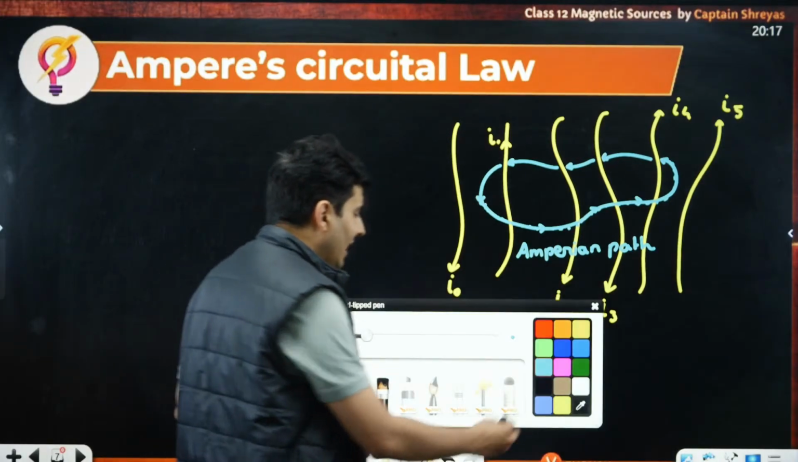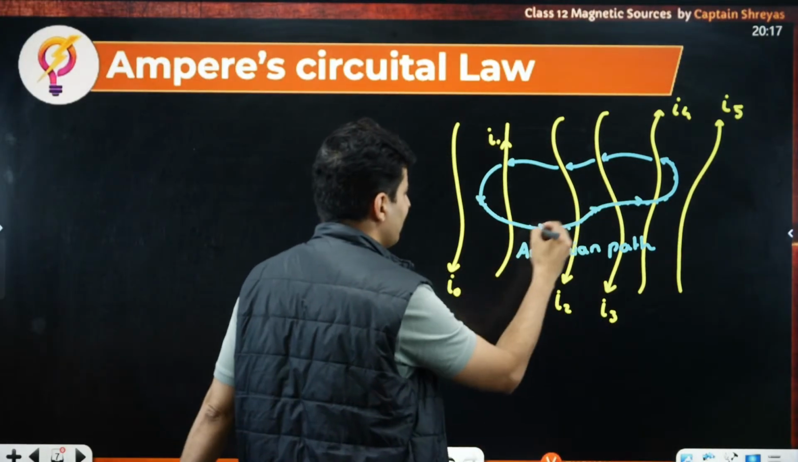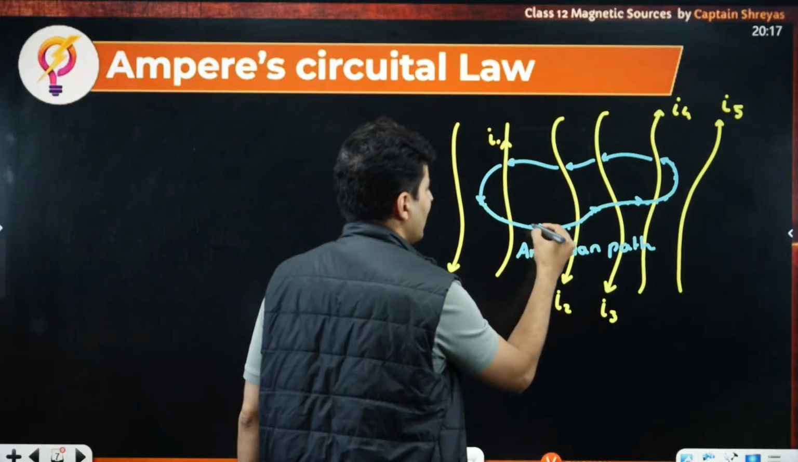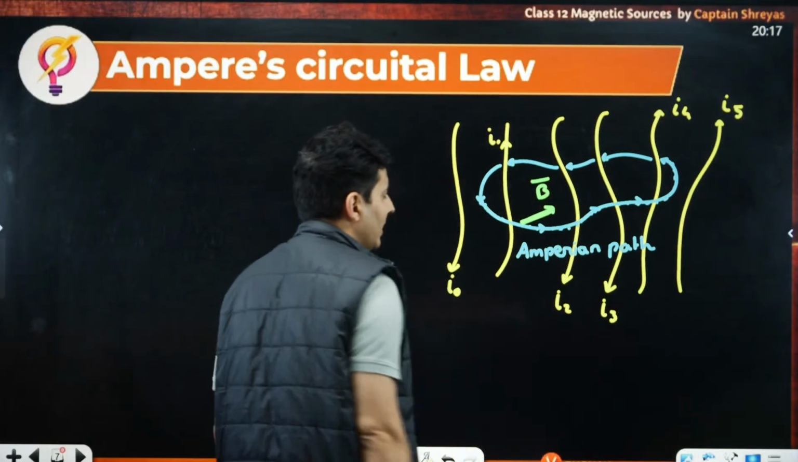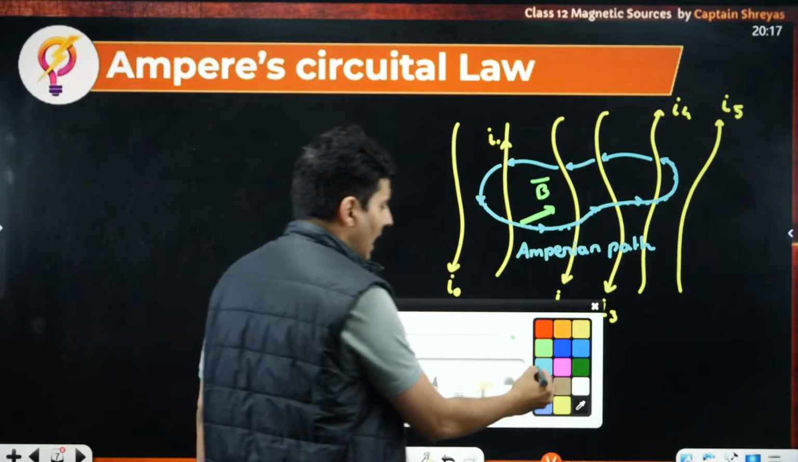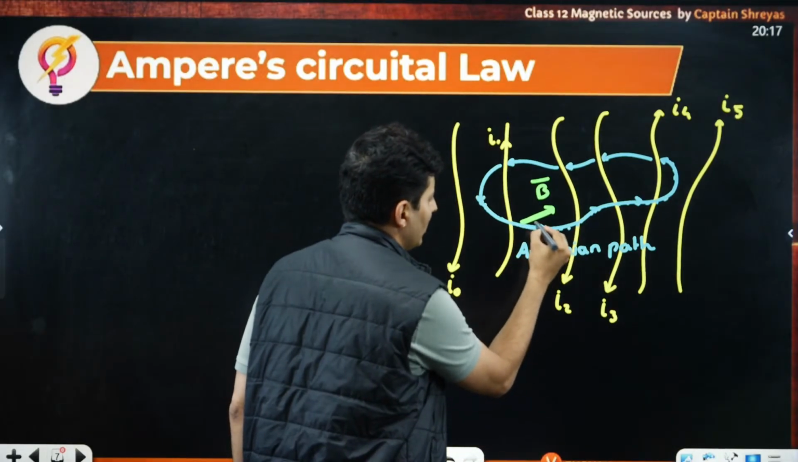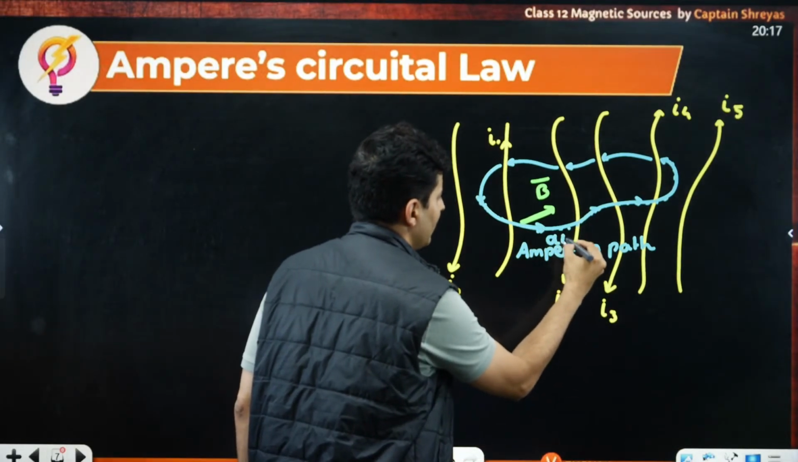Now at all these points there will be some magnetic field. Say there is a magnetic field like this over here. I'll call this magnetic field B. And as I'm traveling, I'm moving small distances. Let's say I call it dl.